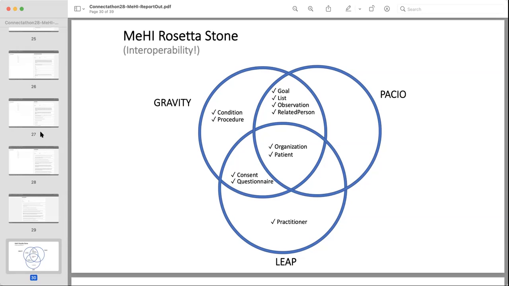Also, consent and questionnaire were specific to Gravity and Leap. And the Passio project has sort of managed to, according to the IG that I was looking at, maybe it wasn't the latest version, need to check on some of that. But from my survey, it appeared that Passio has managed to do the advanced directives by skirting around consent and questionnaire altogether, and that's kind of interesting. But consent and questionnaire were well shared between Gravity and Leap, and there should be good interoperability there.